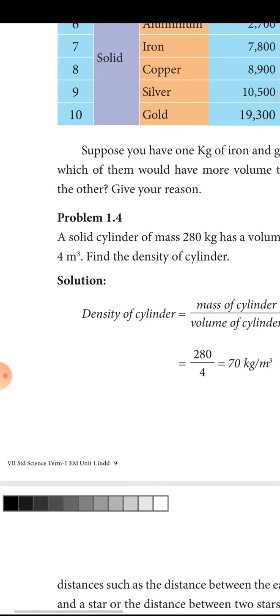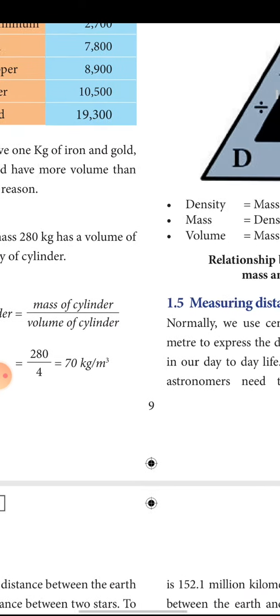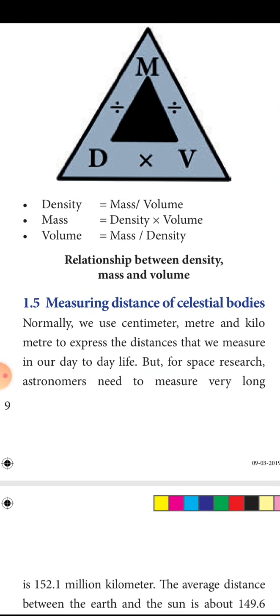The next thing we are going to see is astronomical units. What is called astronomical units? Measuring distance of celestial bodies. What are celestial bodies? Sun, moon, earth, some stars. These are all called celestial bodies. The distances that we measure in our day-to-day life are meter, centimeter, kilometer. But astronomers need to measure very long distances. Such distances are called light year and astronomical unit.